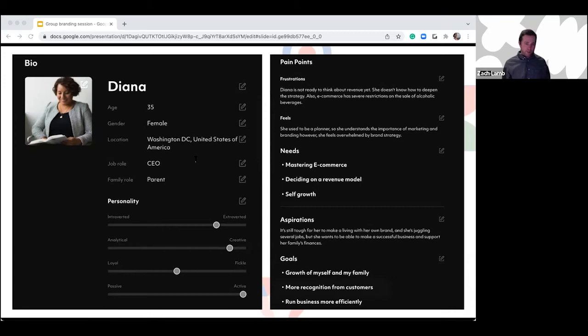And then on the right, we get into that really important, more emotional stuff, like pain points and frustrations, wants and needs and aspirations and goals. And I think aspirations is really, really important. What does your customer aspire to in the future in their life, and how does your brand or product or service enter into that and help them achieve what they're trying to achieve, help them get to where they're trying to go.